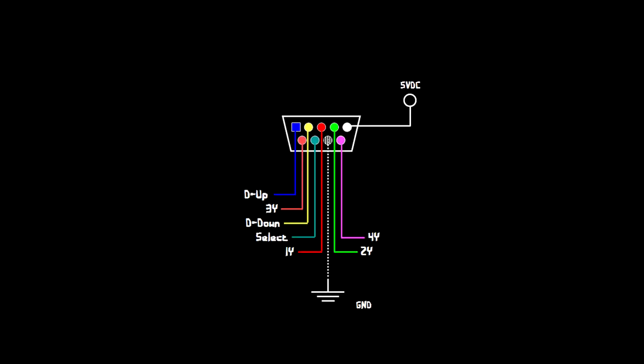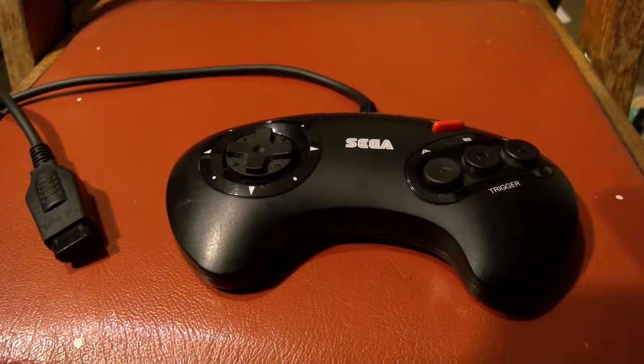So, pin 1 is up, pin 2 is down, pin 3 is left, pin 4 is right, pin 5 is 5 volts. That's the first one that's different to the Atari. Pin 6 is a button. Okay. Pin 7 is select, okay. Pin 8 is ground. Alright, that lines up. Pin 9 is another button. Well, that's only 2 buttons.